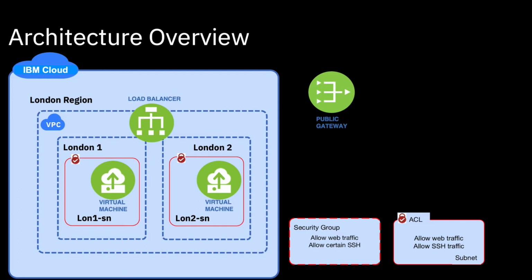Now, we're also going to set up something called a health check, so that if one of those servers goes down, it will stop the traffic being sent to that server which is down. So why do we do this?